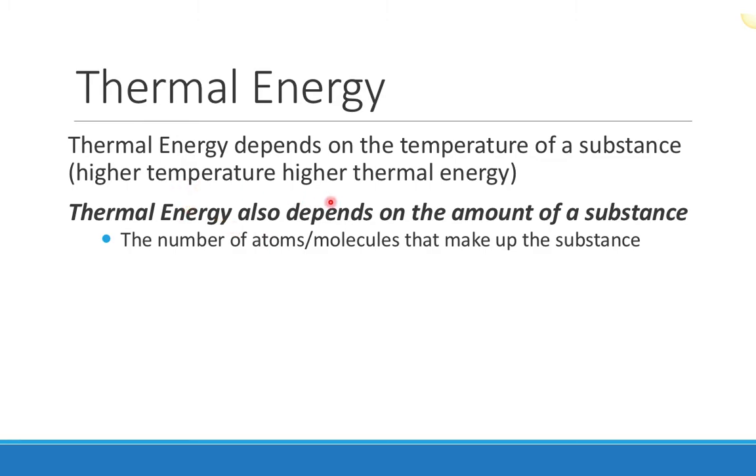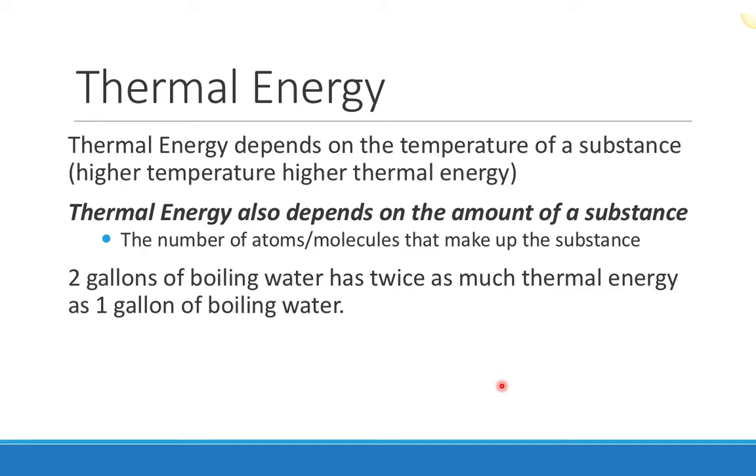It turns out that the thermal energy depends on the temperature of the substance. The higher the temperature of the object or the system, the higher the thermal energy is. And again, temperature is related to how those molecules move. But thermal energy also depends on the amount of the substance that you have. If you have more of a substance, then you have more thermal energy. The amount of a substance is the number of atoms or molecules that make up the substance. We'll elaborate on that a little bit more.